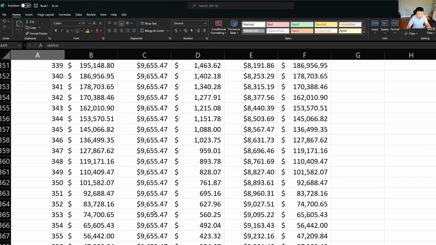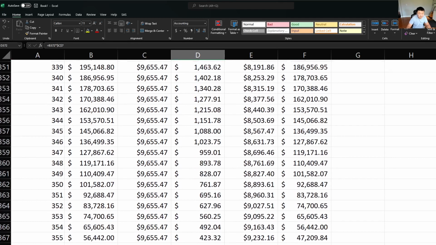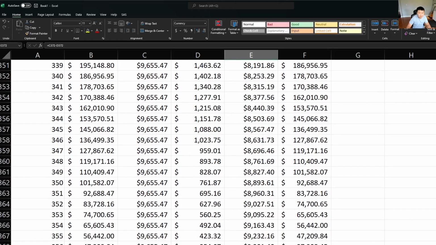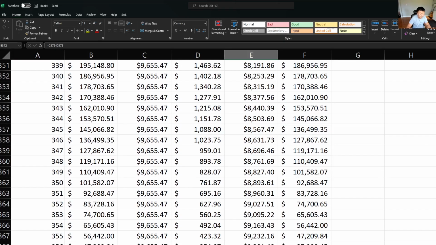So if I go down, as you can see, the ending balance is $0, right? It's just as precise as pennies, but we have 0, less than 1 penny at least. If you look at the interest payment, that is this column, and if you look at the principal payment, that's this column, you're going to see that the principal payment is increasing from about 655 to 9,583.